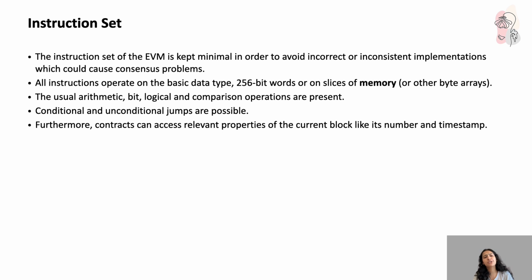Then coming to your instruction set, the instruction set of the EVM is kept minimal in order to avoid incorrect or inconsistent implementations, which can actually cause consensus problems in the longer run. All instructions operate on the basic data type, 256-bit words, or on slices of memory. The usual arithmetic, bit, logical, and comparison operations are present. Conditional and unconditional jumps are possible. Furthermore, contracts can access relevant properties of the current block, like its number and its timestamp. I hope all these are good with you, right?